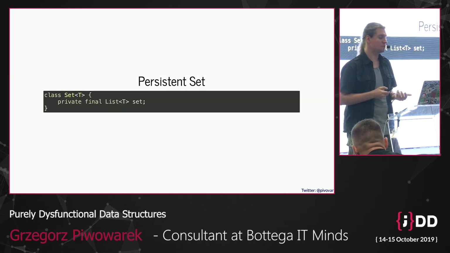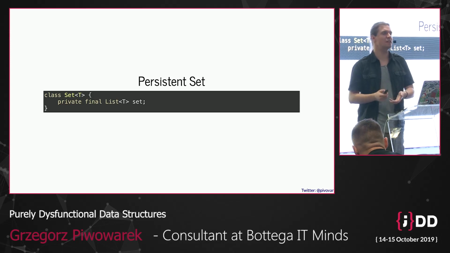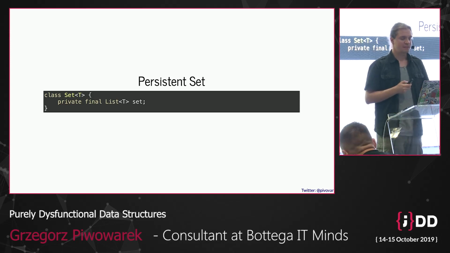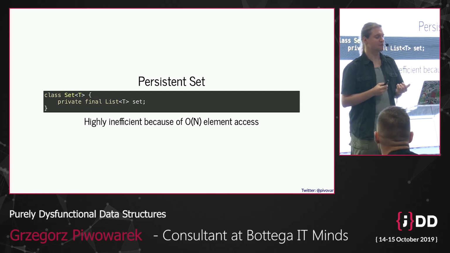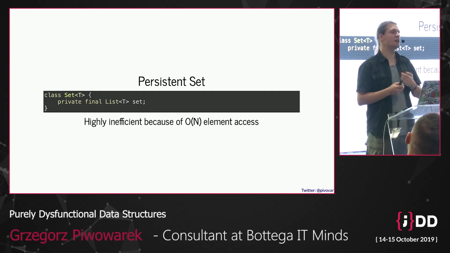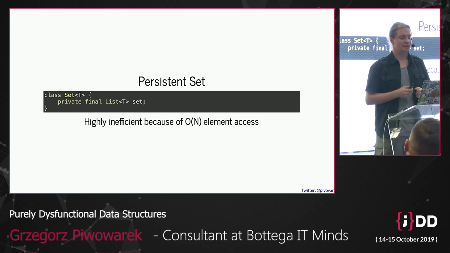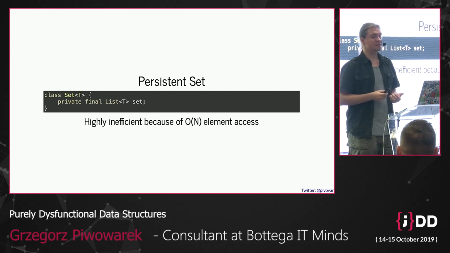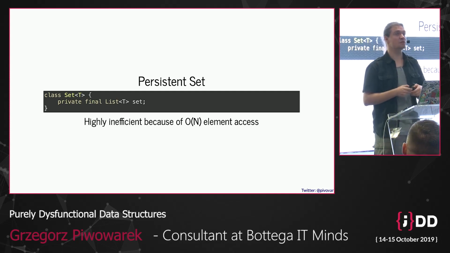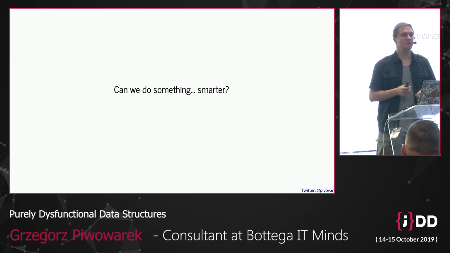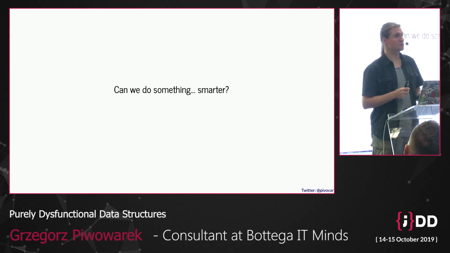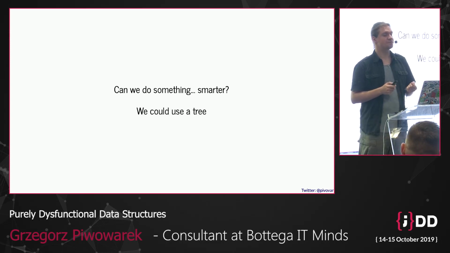Well, the easiest way to do that is to pretty much keep a list underneath. But again, that's probably not good enough because we would have O(n) element access. For sets, we kind of expect something better, something with logarithms, at least. The question is, could we do something smarter than that? Keep in mind that I use the word smarter, not necessarily better. We could use a tree.